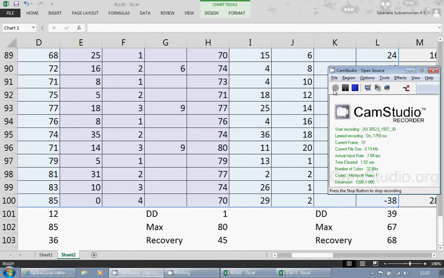So we're back again. I've done three sets of 100 spins each. I think I can exhibit pretty well, based on these three sets of 100 spins, where we are heading with this particular method. In the first set, the drawdown was 12, the max was 85 and the recovery was 36. Second set, drawdown was 1, max was 80, recovery was 45. Third one, the drawdown was 39 units, max was 67 and the recovery was 68 units.